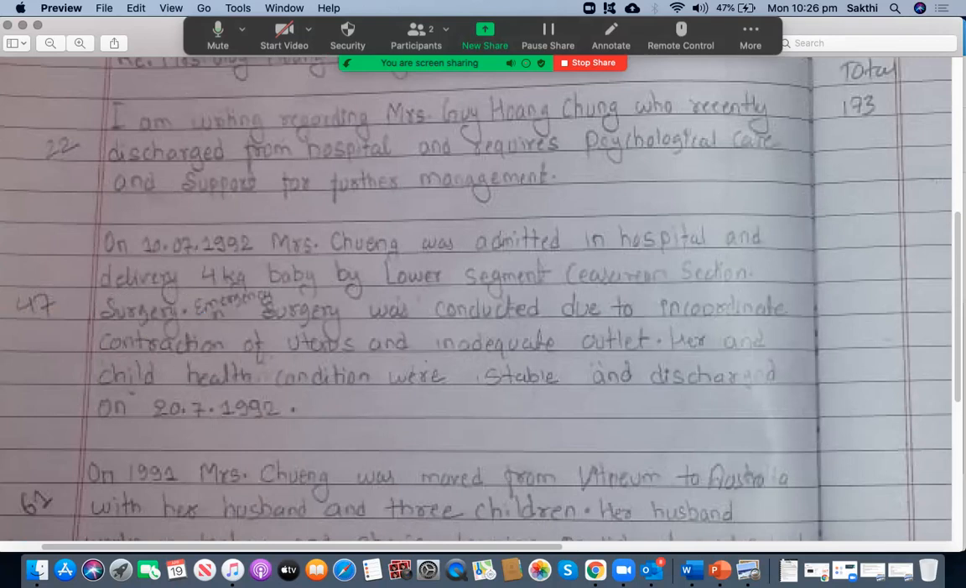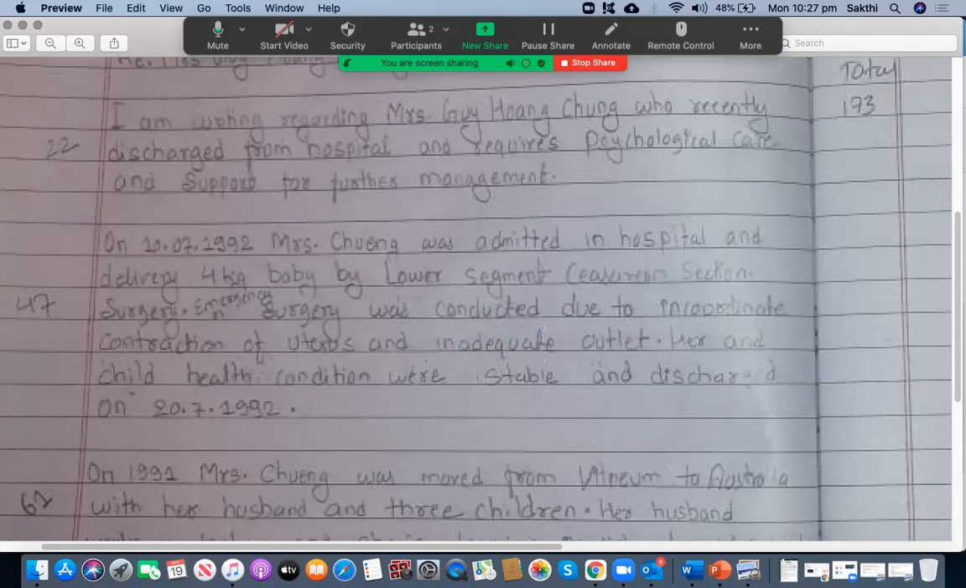All right. Emergency, sorry, what's this? Can you please tell me? Emergency surgery was conducted due to, what is this? Can you tell me that? Incoordinate contraction of uterus. Contraction of uterus. Okay, that's fine. And inadequate outlet. Okay, that's all right.